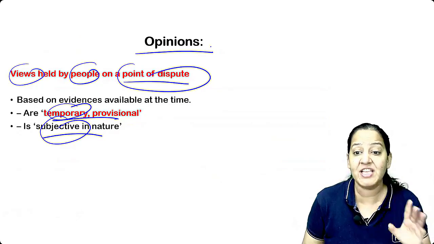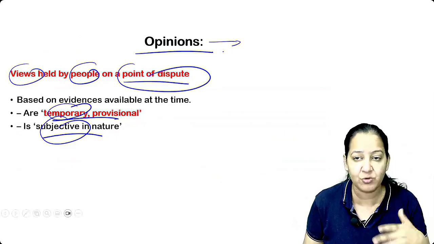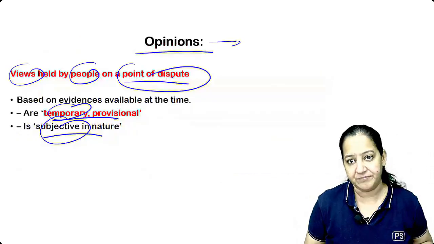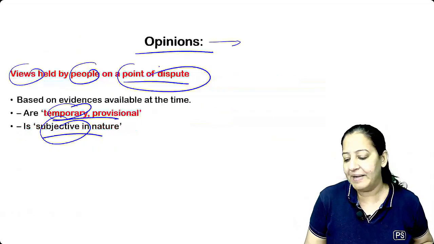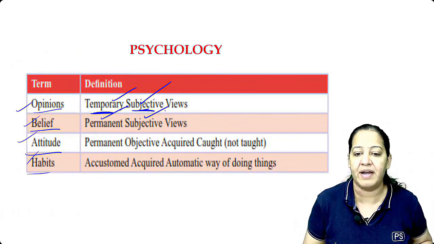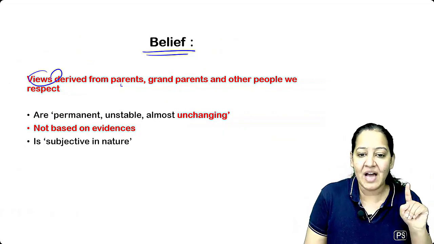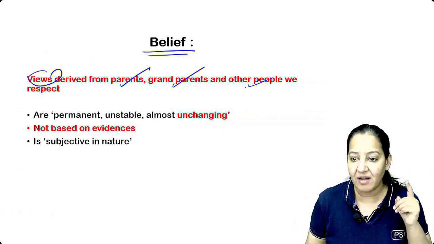So we can change people's opinion by providing facts to them, by convincing them. Opinions are temporary and they are subjective. Second, come to belief. Beliefs are permanent. They are also subjective, but they are permanent. They are unshakable. So beliefs are derived from the parents and grandparents and other people we respect.